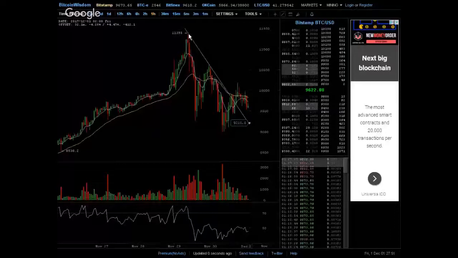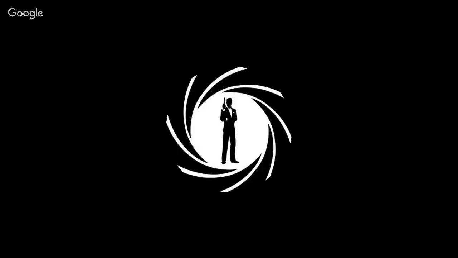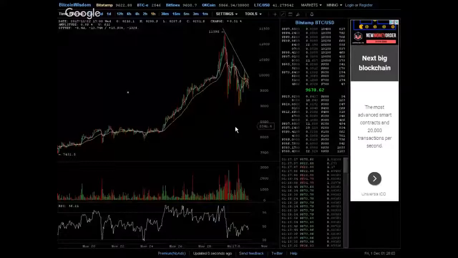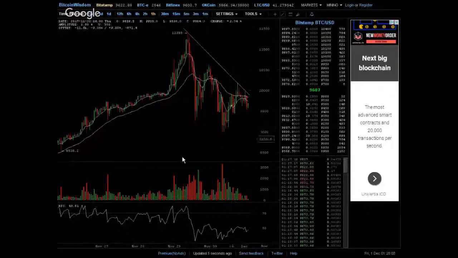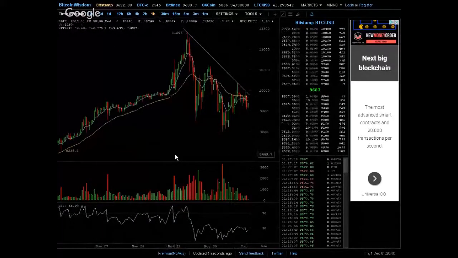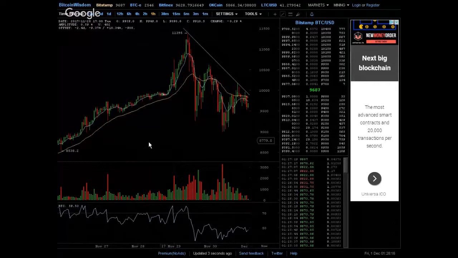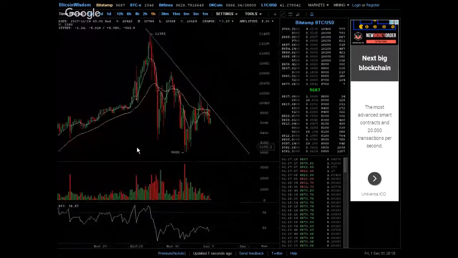It doesn't look that strong. I'm going to have to put a line in here and see if it can break. Right now this is trending down. I can't get a confirmation whether it will continue to trend down until we get more movement.